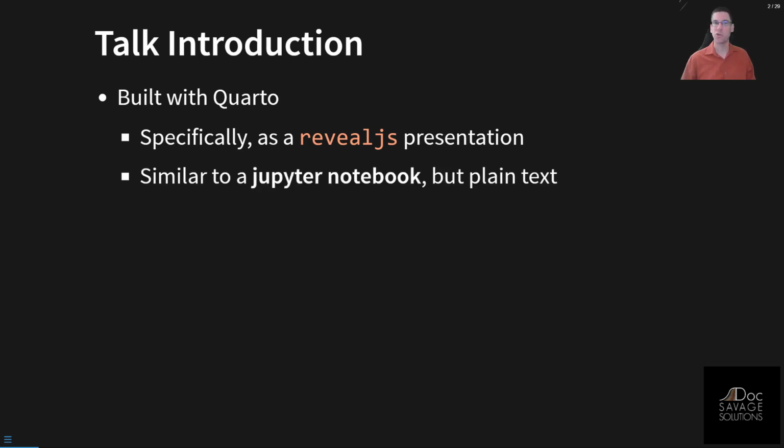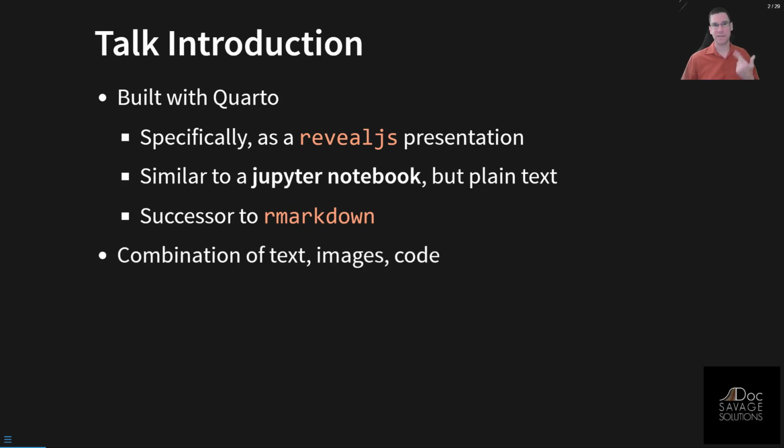It's similar to a Jupyter Notebook, if you've used Jupyter Notebooks before, or Google Colab, and it's more so a successor to R Markdown. One of the big differences with Quarto is you can use other programming languages such as Python, and it has a bit more flexibility. It's a combination of text, images, and code. One of the advantages to Quarto is some of the tools for using code are a bit more advanced.